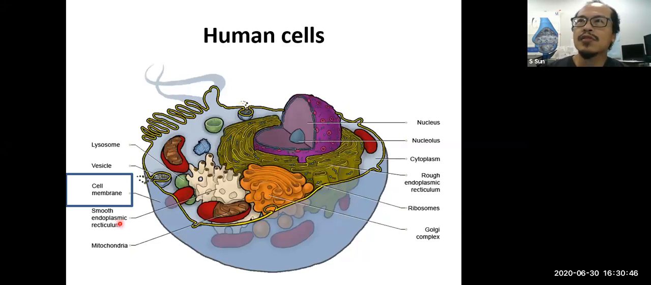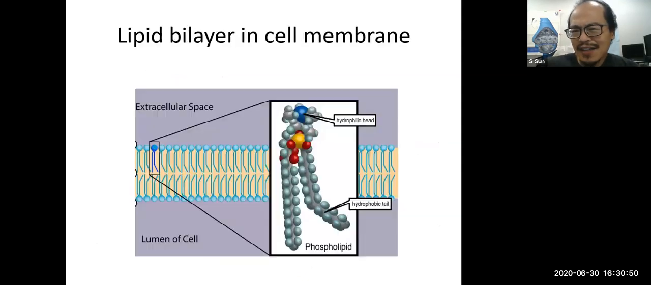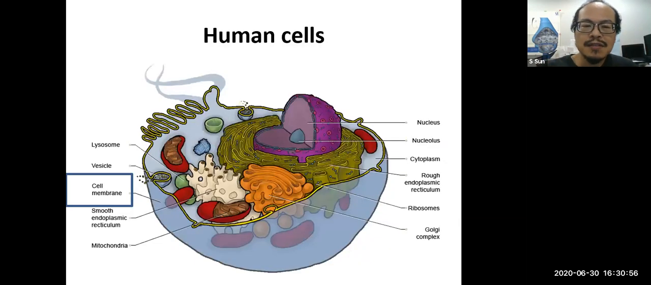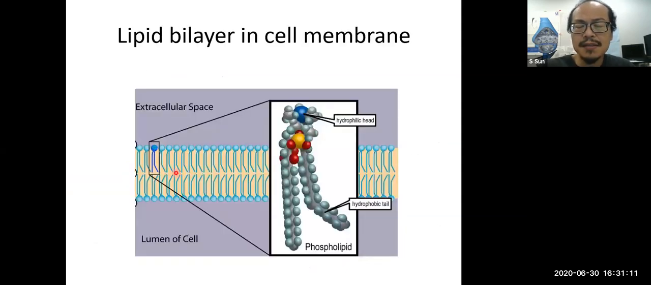We will talk about several things. First, we will talk about this structure. It's just a wall, right? A lipid bilayer. But a very important concept is that this cell membrane is the same as all of these membranes. They are all the same. They have the exact same structure, that is this lipid bilayer.